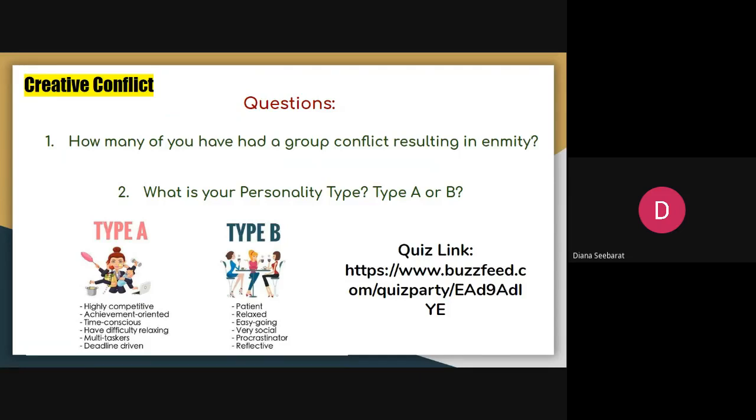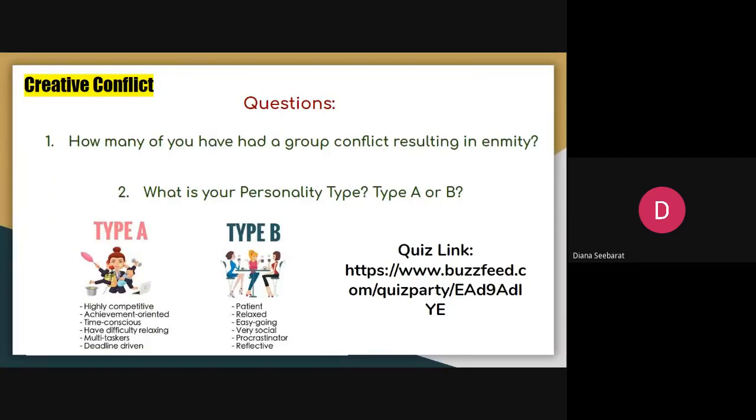Type A or B? I believe there's a type C as well, but just for this purpose, we'll be saying type A or B. The type A are highly competitive, achievement oriented, time conscious, have difficulty relaxing, multitaskers, and deadline driven. This is pertaining to your work ethic. So, for example, like myself, I'm a true type A person. If I get an assignment, I wouldn't stop thinking about it until I finish it. So, I basically do it the same week I get it, or even the next day.